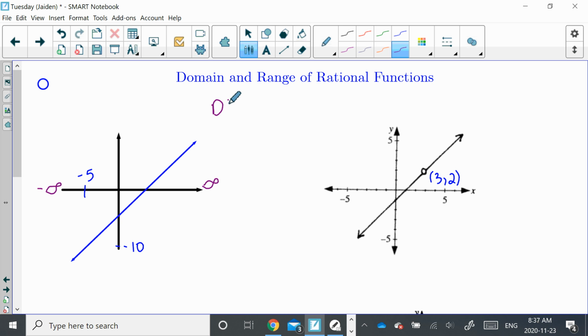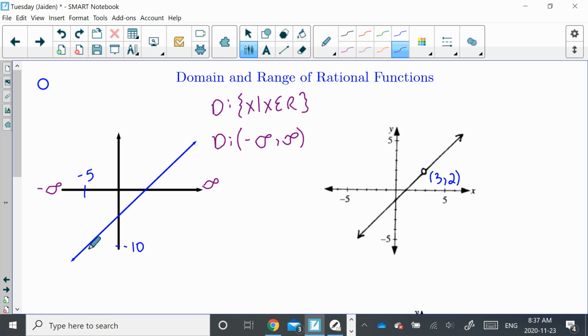So the domain of this graph, if we were writing this in set builder notation, it would be x is such that x belongs to the set of real numbers. So that would be the domain in set builder notation of a linear graph. If we were writing this domain in interval notation, you would say, sorry, it has to be a rounded bracket. You would say the domain goes from negative infinity to positive infinity. And that would be the domain in interval notation.